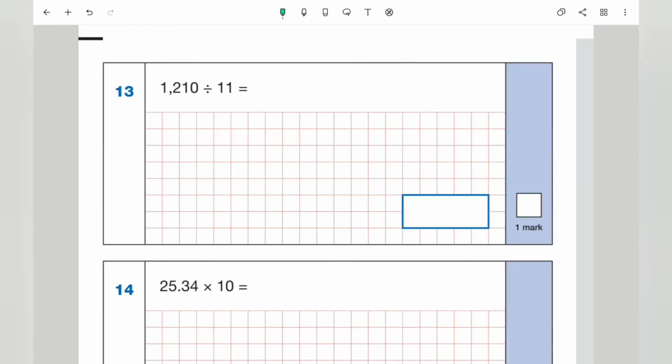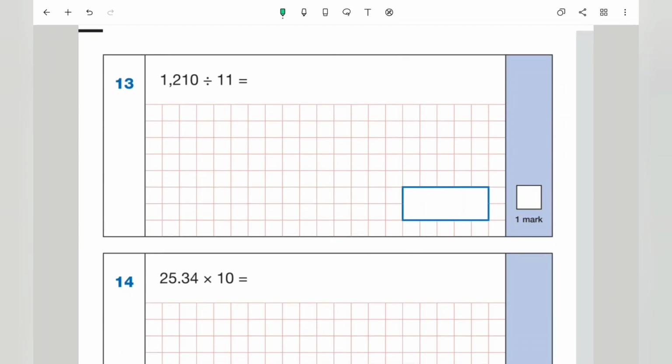So we've got 1,210 divided by 11. So as mentioned, the larger number will go inside the bus stop. So we've got 1,210. And the smaller number will go outside the bus stop. So we know the smaller number is in fact 11. So we ask ourselves the question, does 11 go into 1? No, it doesn't. So as you know, 1 is too small.